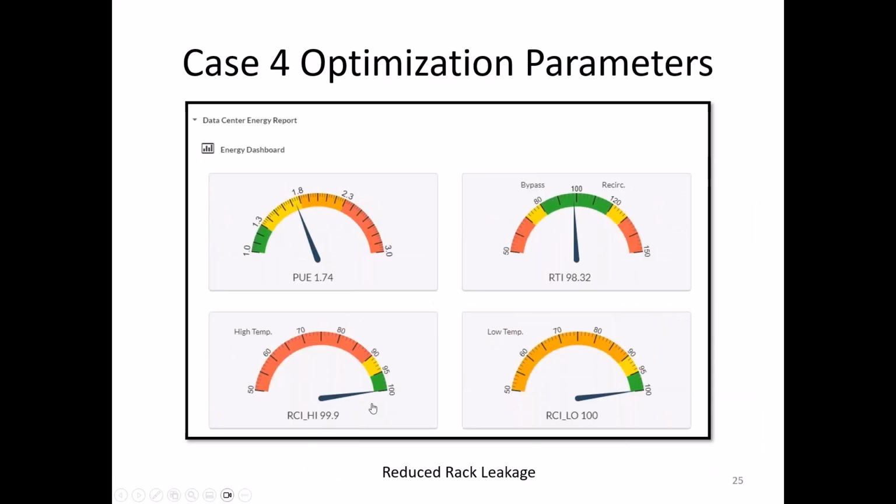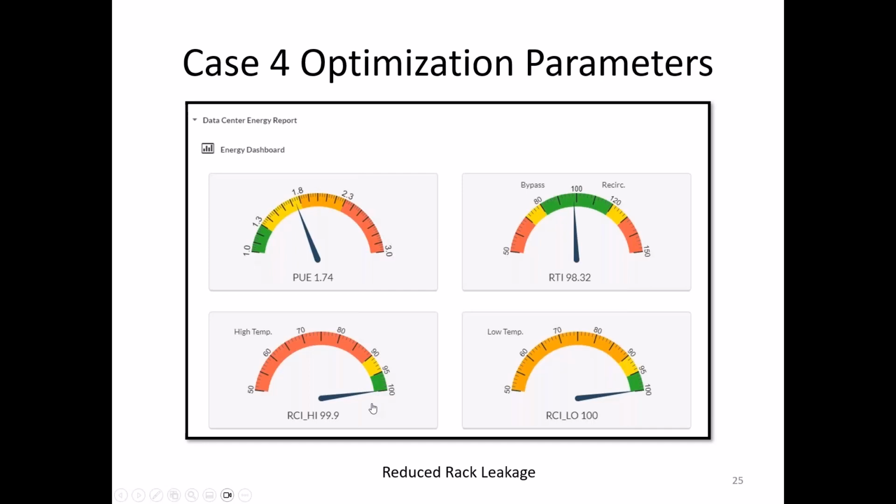So what we did in case 4 is I simply went into that same design and reduced the amount of leakage that was assumed between those racks. That's all I had to do, was change the percent area open. I had actually cranked it up to about 85% up until this point. And right here, I cranked it back down to 10%. 10% is a fairly reasonable number.